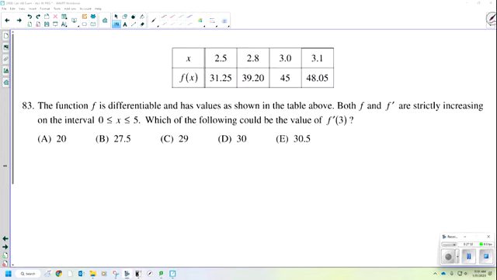Number 83. The function f is differentiable and has values in the shown table above. Have I ever told you how much I love graphs and tables and charts? Oh, I do. Both f and f prime are strictly increasing. This is good. On the interval from 0 to 5, which of the following could be the value of f prime of 3?